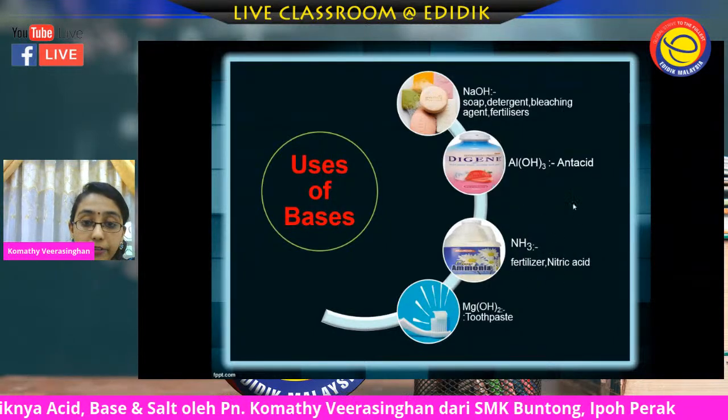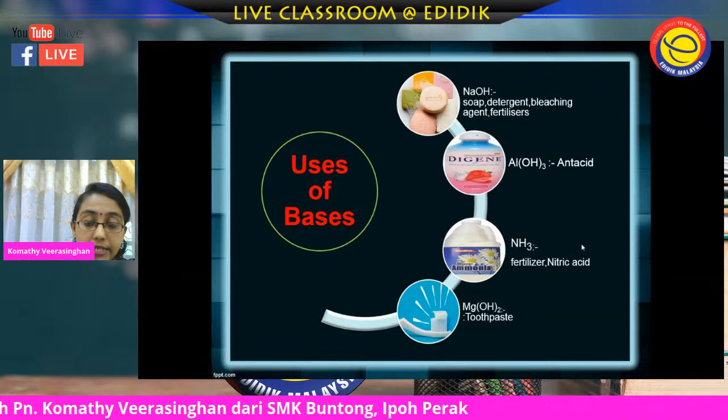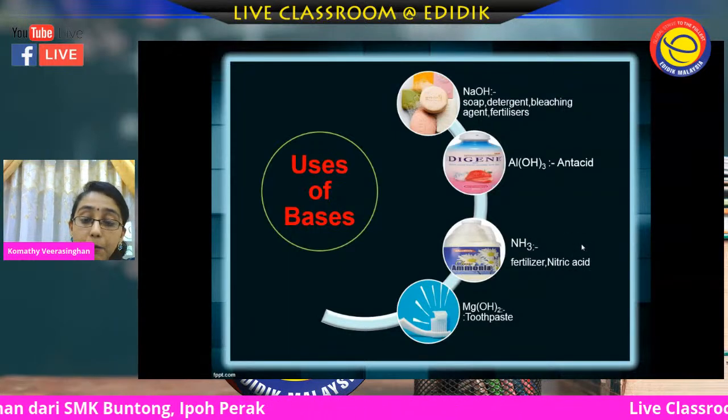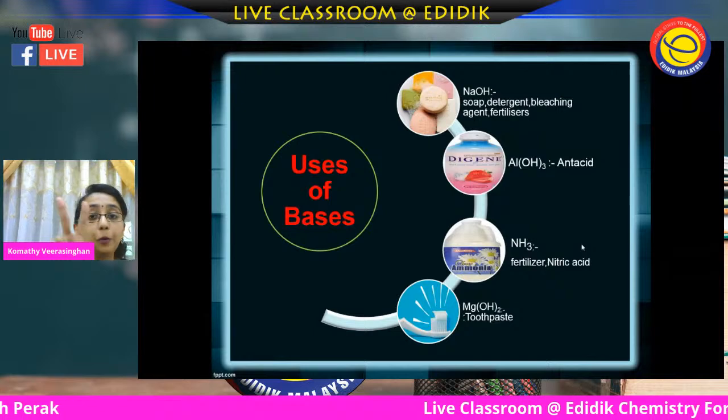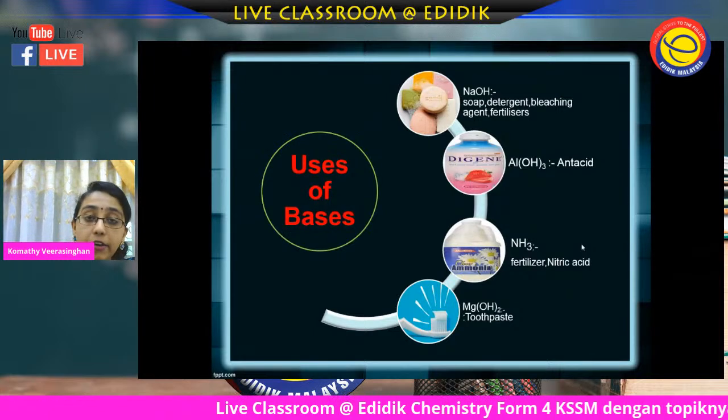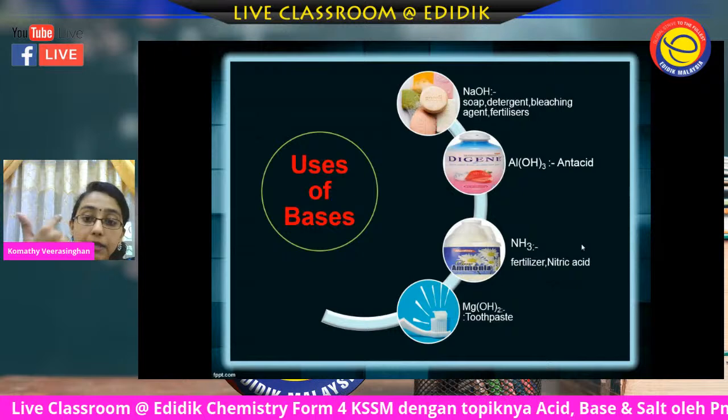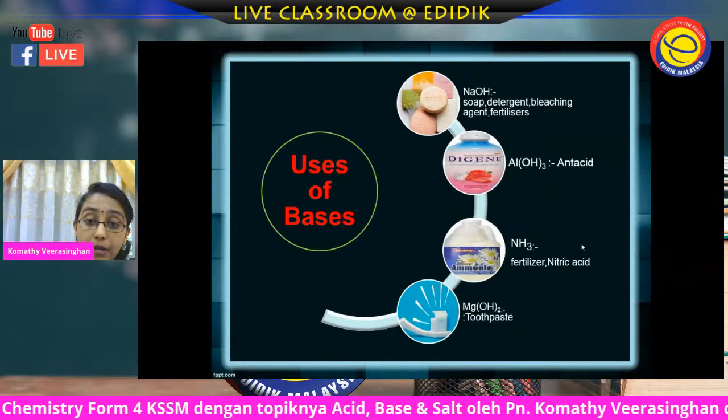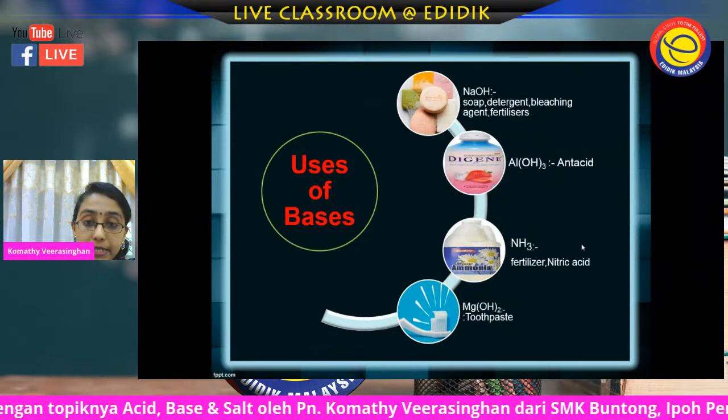Now, the fourth type of base is ammonia. Ammonia is used for two main functions. First, in the making of fertilizers. Secondly, it is a raw material in preparing nitric acid.